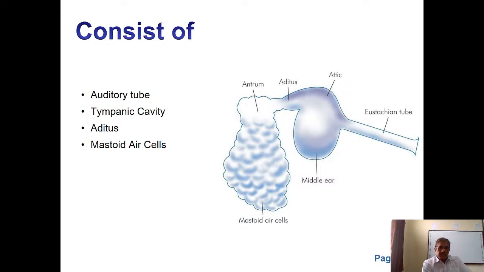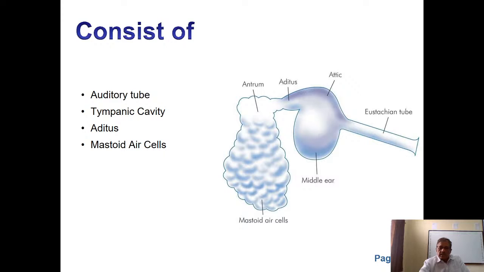So the middle ear cleft consists of the Eustachian tube, one end of which is opening into the nasopharynx, and the other end into the middle ear cavity. Then you have the middle ear cavity, and then you have the aditus, that is the passage which is connecting the middle ear cavity to the mastoid antrum, which is a big air cell. And this air cell in turn is communicating with the various groups of air cells which are located in the mastoid cavity.